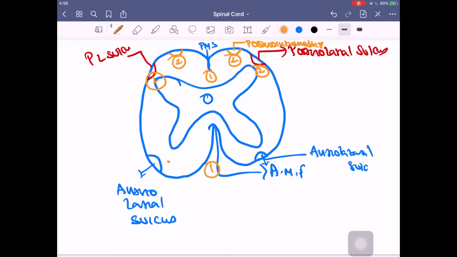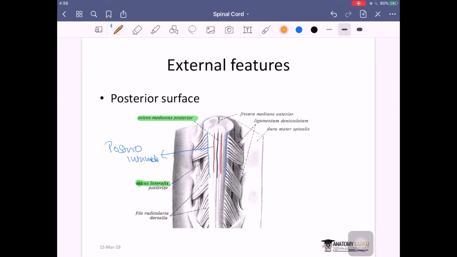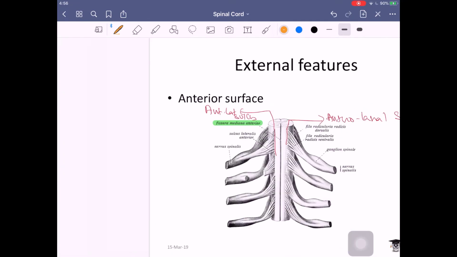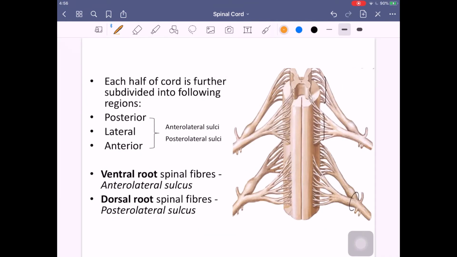So posteriorly you got one unpaired and two postero-intermediate and two posterolateral, whereas in the front one unpaired, that is the anteromedian fissure, and then two anterolateral sulci. So these are the fissures and sulci that we have seen.